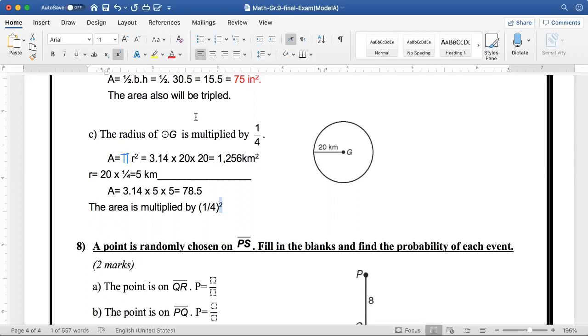When I divide the old one by the new one, I got 16, but I didn't get 4. If I got 4, the area would also be multiplied by 1/4, so it would be easy. But I got 16. What is the relation between 4 and 16? 4 squared is 16. So I will write the area is multiplied by 1/4 squared. Okay, let's do the second one.